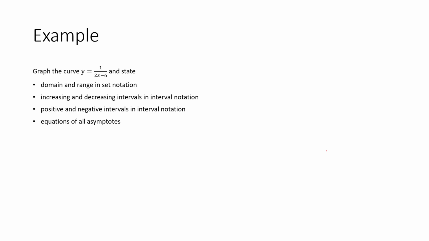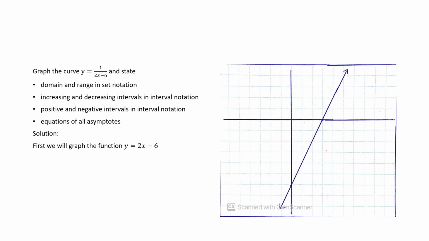So suppose we wanted to graph the curve y equals 1 over 2x minus 6, and then we wanted to state some requested information. Well, the first thing we would do, according to our current method, is graph the function y equals 2x minus 6. In other words, sort of ignore that 1 over and just graph 2x minus 6. Well, using grade 9 methods, we see that the function would look like that.